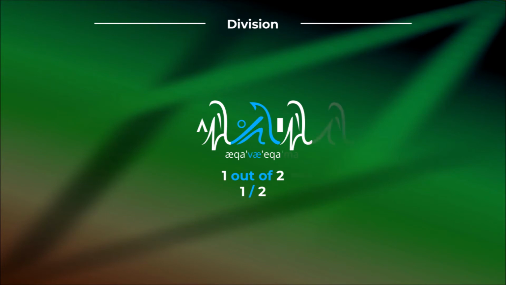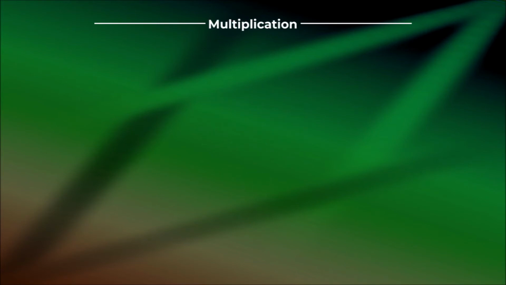For example, let's add ma for male. Aika vai eka ma means 1 out of 2 men, or half of the men. Alright? So, add vai in between two numbers to express division. Easy peasy. Next in line is multiplication.